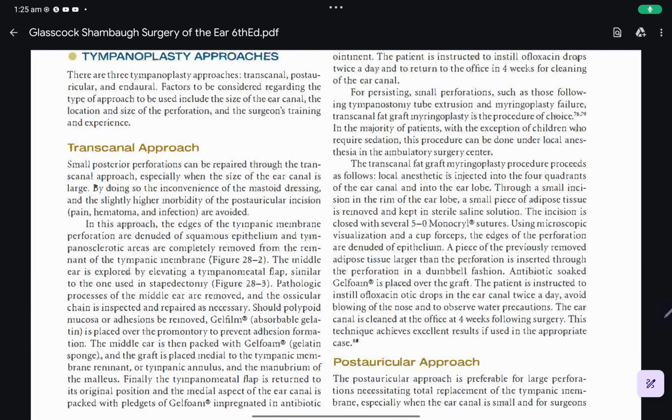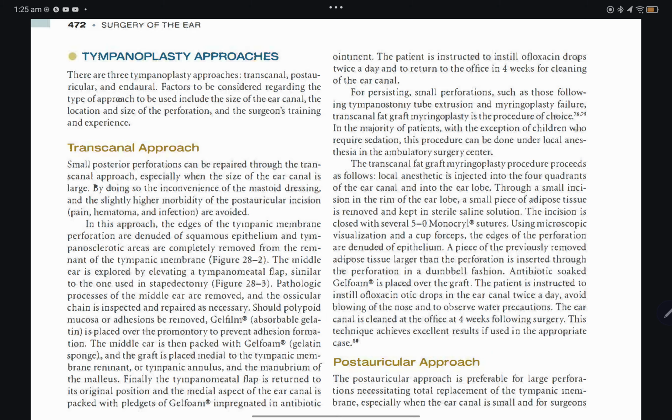Surgery of the Ear by Glasscock and Shambaugh, Chapter 28, Tympanoplasty and Tympanic Membrane Repair. Tympanoplasty approaches. There are three tympanoplasty approaches: transcanal, postauricular, and endoaural.